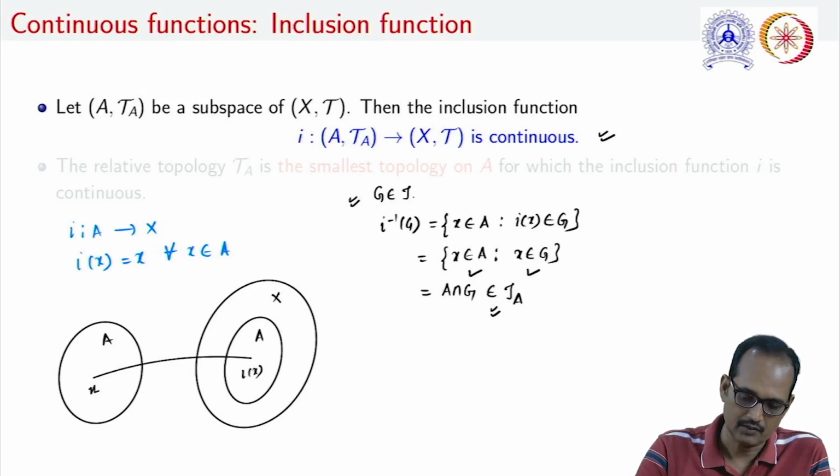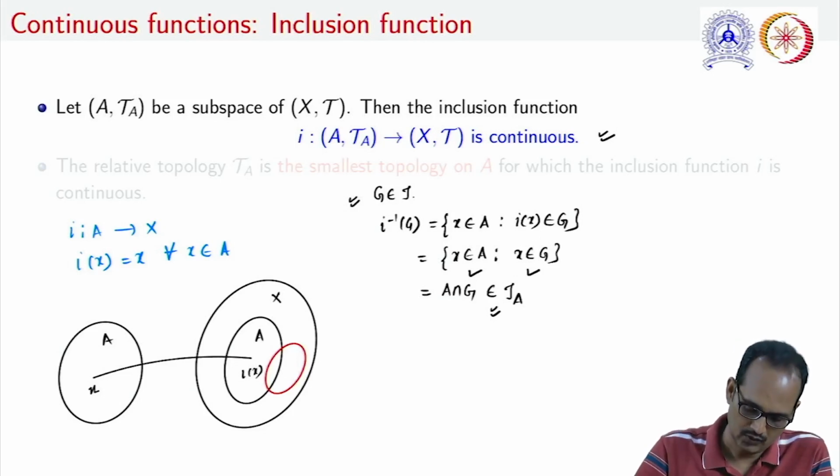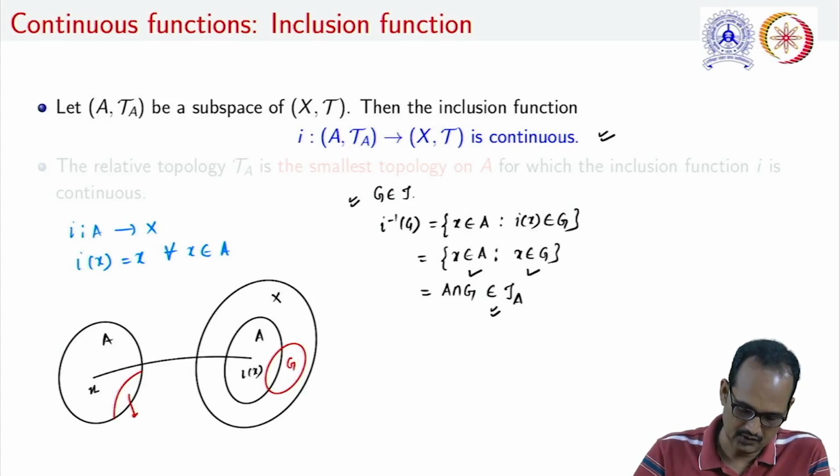It can be visualized from this diagram too. If we are taking a set G here, and we want to find out its inverse image, then its inverse image will be something like this portion contained in A. That is, if this is our G, then this is I inverse G.